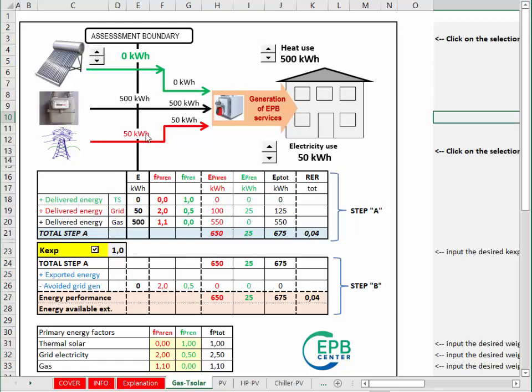When you update these amounts, the table here is automatically updated. The first table is just a list of the delivered energy carriers where you can find the amount, the weighting factor as non-renewable primary energy and as renewable primary energy, and then the associated primary energy, as well as a renewable energy ratio for the total. The second table will be used when we deal with exported energy. In this simple case, there is no exported energy, so we are just going through the basics of weighting delivered energy. In this last table, you can change also the primary energy factors for each energy carrier.